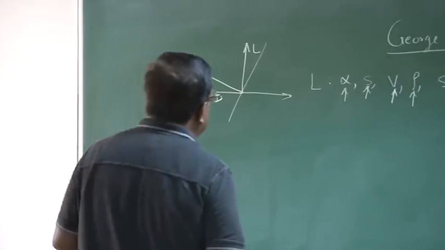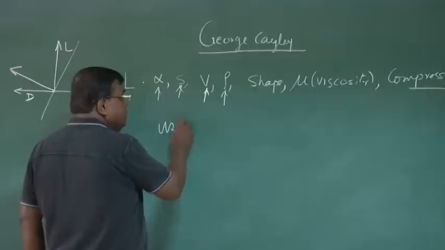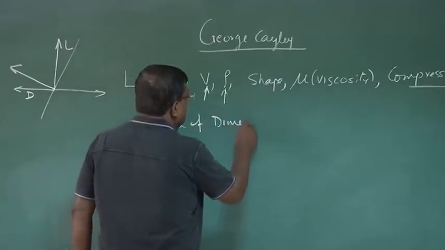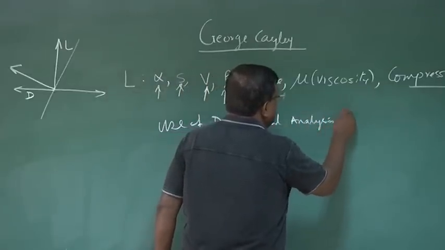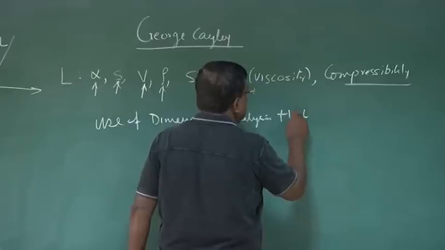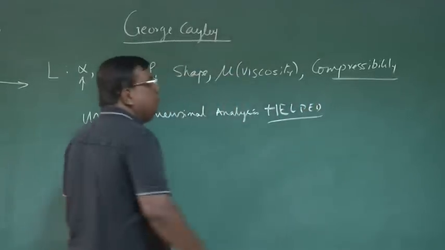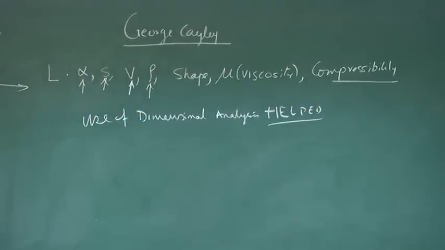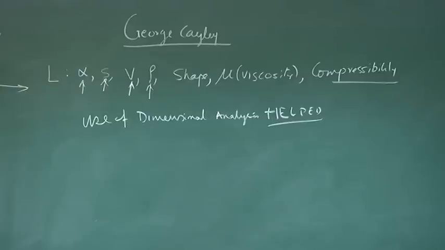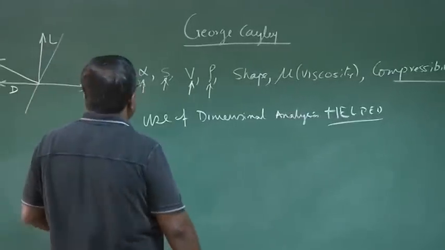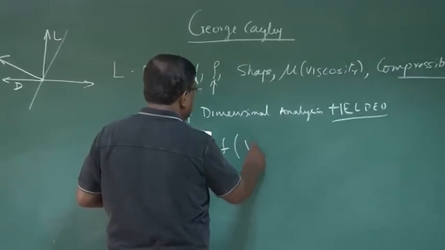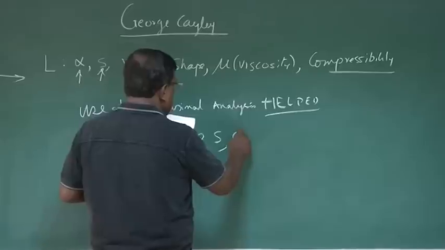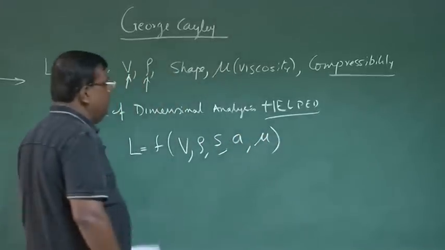That is where the use of dimensional analysis helped. This is typically using the Buckingham pi theorem. If you get a chance, do some internet surfing and read more about it. In that, we said, let us identify lift as a function of, let's say, V, rho, S, A, and mu, where mu is the coefficient of viscosity.